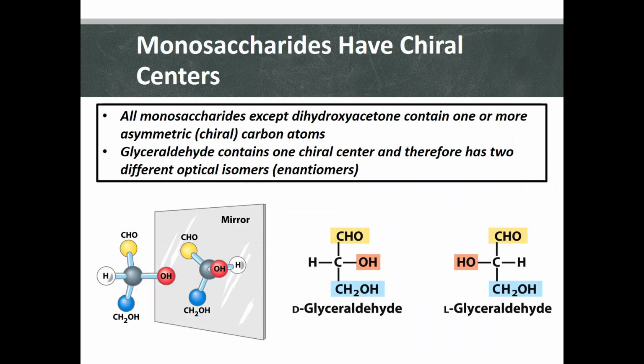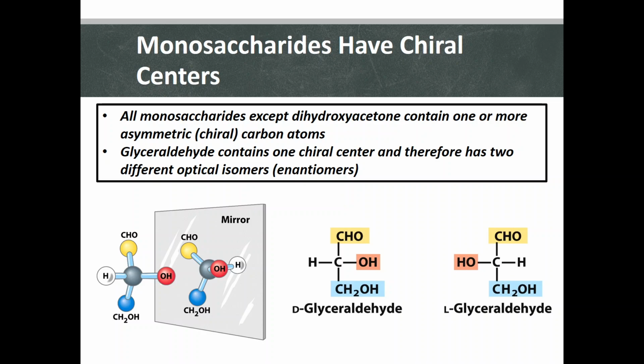Another theme of monosaccharides is that all monosaccharides, with the exception of dihydroxyacetone, contain one or more asymmetric chiral carbon atoms. If we look at glyceraldehyde, you'll see a central carbon here. That carbon is attached to 1, 2, 3, 4 different things. So we have a chiral center right here. So what that means then is that glyceraldehyde, because it has one chiral center, therefore has two different enantiomers, or two different optical isomers. There is a D form and an L form.